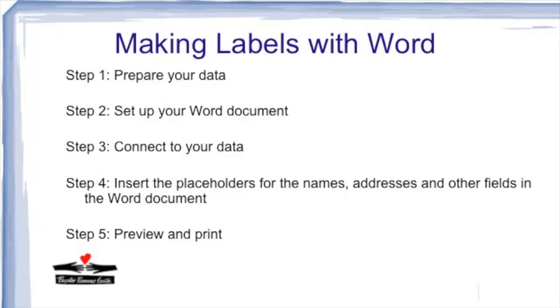So, making labels in Word. The first thing you need to do is prepare your data. Make sure your data, wherever it is, looks the way that mail merge wants it to look. You set up your document in Word, either your email or your letter or label. You connect that document to your data. You will insert placeholders in Word that will include the names and addresses or other fields that you want to put in the letter or label, and then you just preview and print.